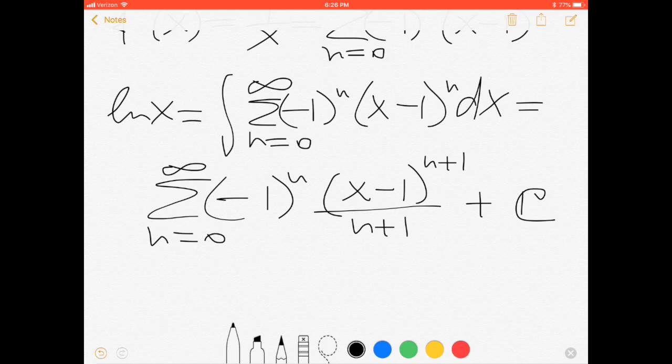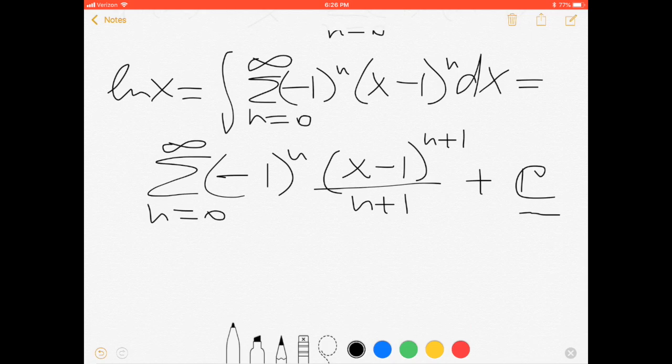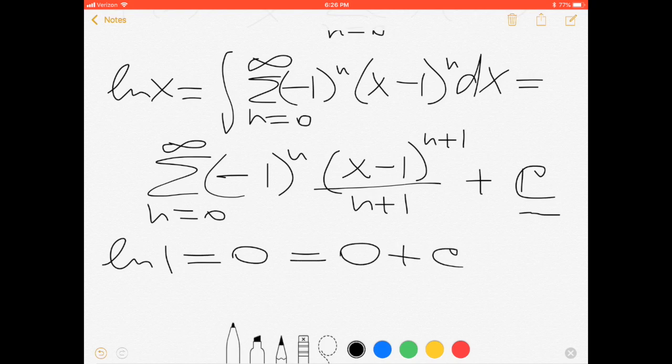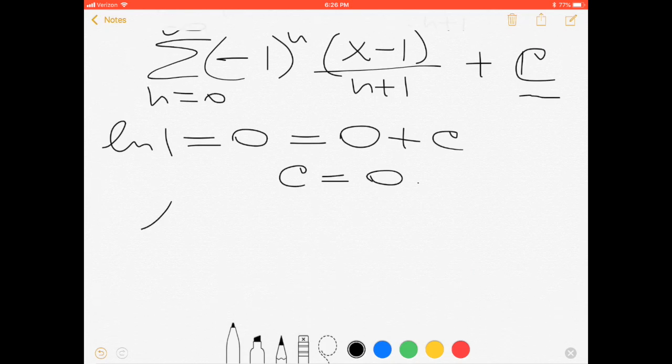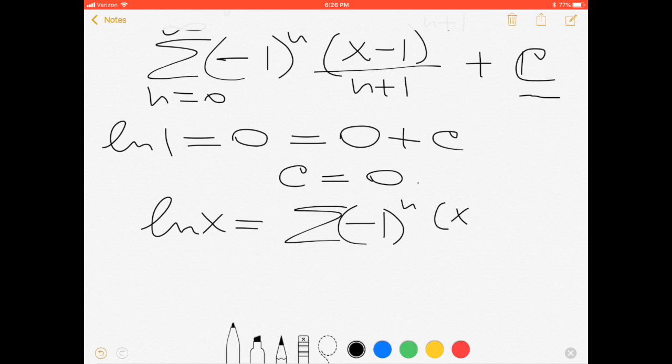But how can we find this constant c? Remember, natural logarithm of 1 is 0. But what happens if you plug 1 into your series? You have 1 minus 1 is 0. This means every term is 0 plus c. So c equals 0, and our natural logarithm x function we can write as a power series with center 1: the sum of (x minus 1) to the power n plus 1 over n plus 1, from 0 to infinity.